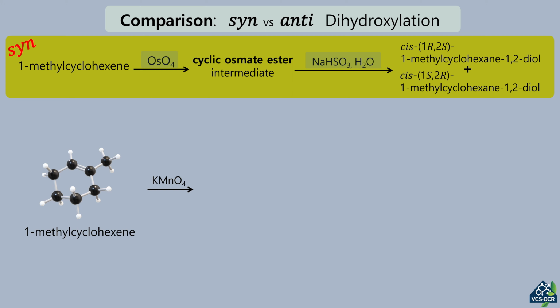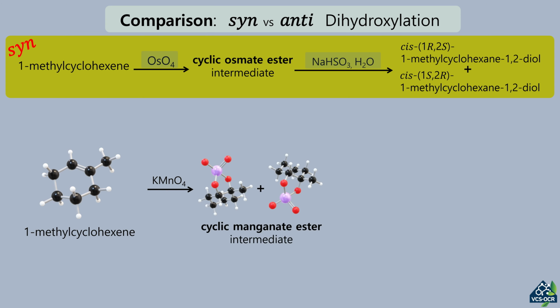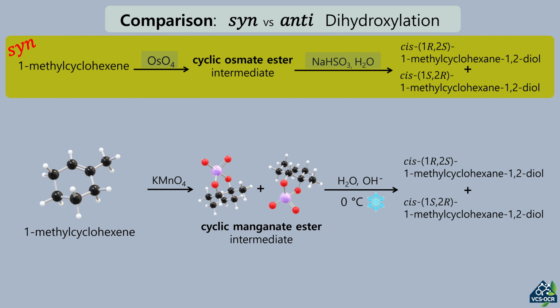The permanganate ion, MnO4-, undergoes a concerted cycloaddition with the alkene's double bond. Because this is a syn addition, both new C–O bonds form simultaneously from the same face of the alkene, resulting in a 5-membered cyclic manganate ester intermediate. Finally, the intermediate is cleaved by cold, aqueous base, breaking the Mn–O bonds to release the cis-diol product.